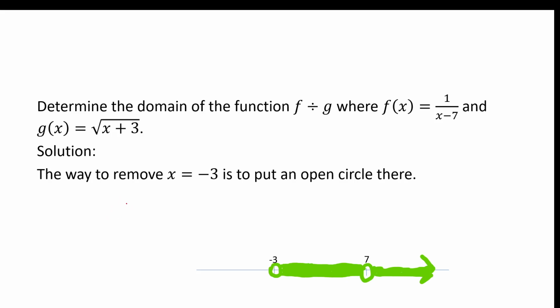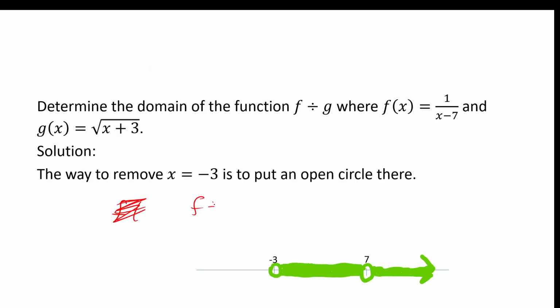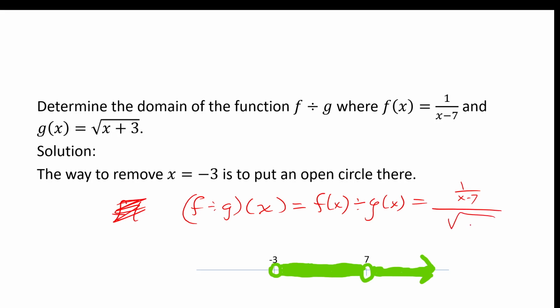And that actually totally makes sense. Just think about it for a sec. If we were to write f divided by g of x, given the information you see, you'd say, okay, that's f of x divided by g of x. And then you would say that's 1 over x minus 7 divided by the square root of x plus 3. And then right away, your fraction work from earlier grades would say, but wait a second, that denominator can't equal 0. And since it can't equal 0, any x value that makes it equal 0 can't be in the domain, which in this case is an x value of -3, which explains why we're putting an open circle there.